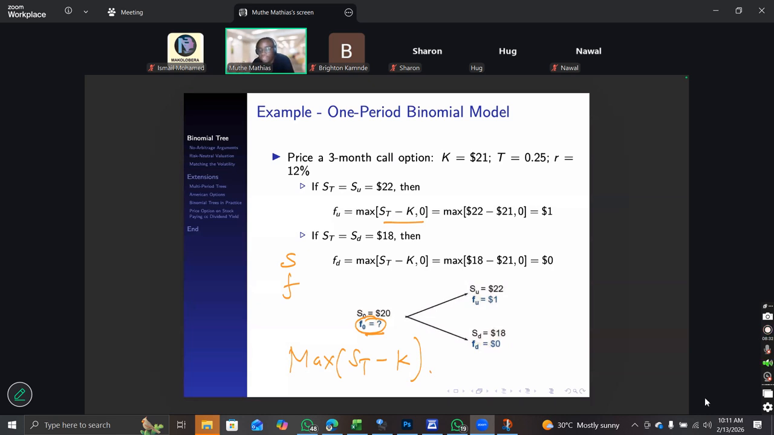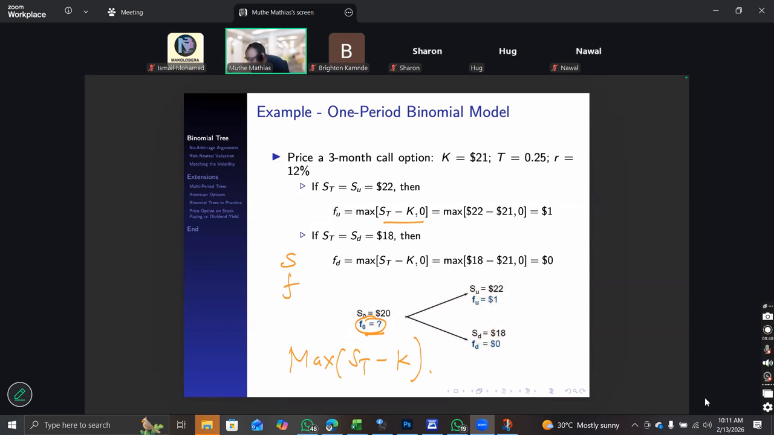What we're interested in here is to understand the value of this option today. I'm not going to estimate F naught because F naught is what I need. If I know the payoff, I can say this is simply the price which I have to charge for this. So just ignore that.